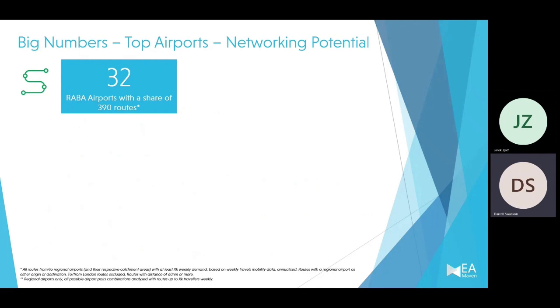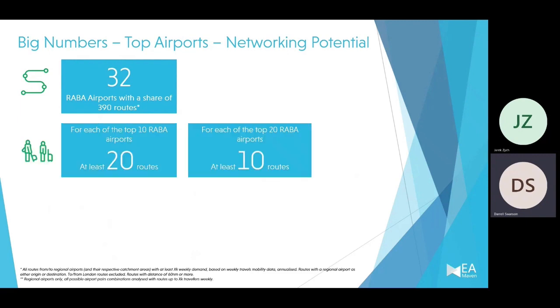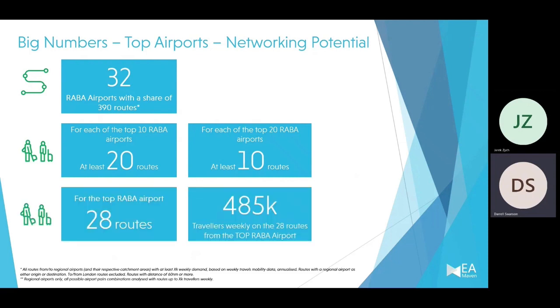So in terms of the big numbers, just carrying on from what Jarek was saying, there's 32 airports that have a share of those 390 routes, and for each of the top 10 RABA airports, they have at least 20 routes, and the top 20 have at least 10 routes. And interestingly, the top RABA airport actually has 28 routes and access to about 485,000 travelers in a week.